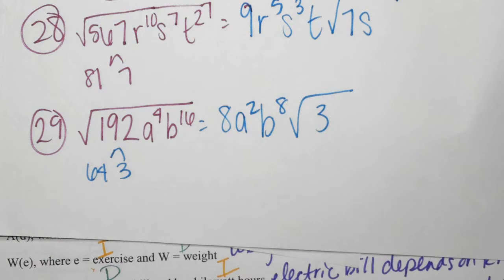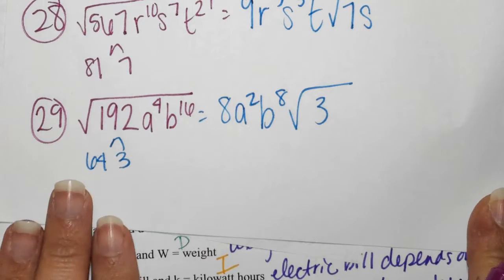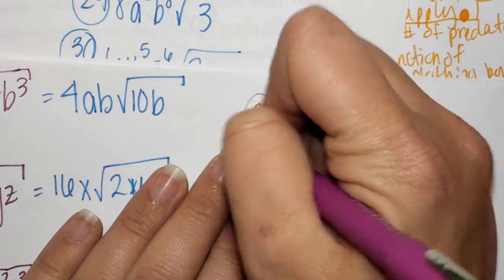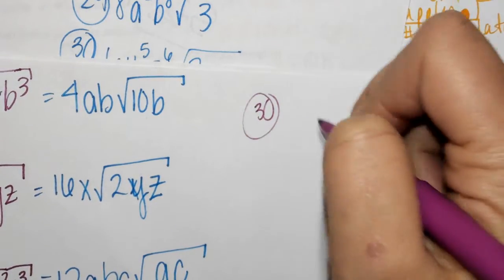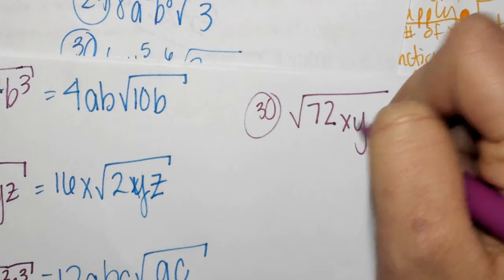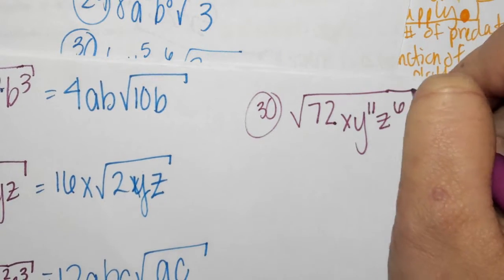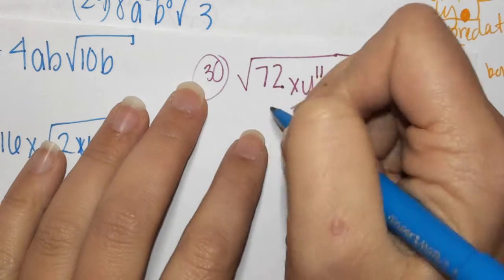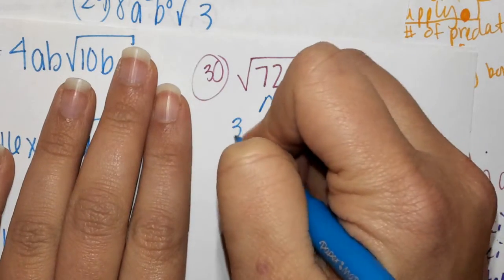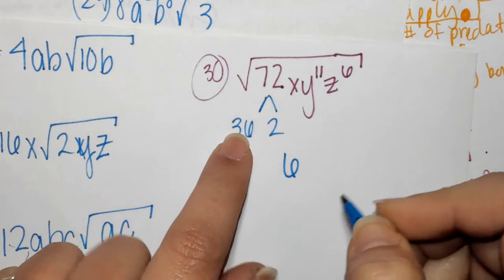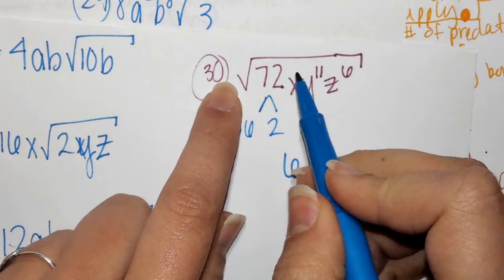Sorry, no. 30? Okay. Are we done with 29? Yes. Do we have any questions on 29? Are we sure? Positive. Okay. 30 says the square root of 72, x, y to the 11th, z to the 6th. Okay. The biggest perfect square that goes into 72 is 36. Okay, what's the square root of 36? 6. Alright, we cannot go into 1, so the x stays in the house.